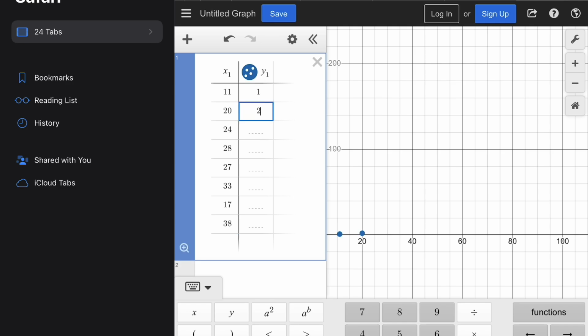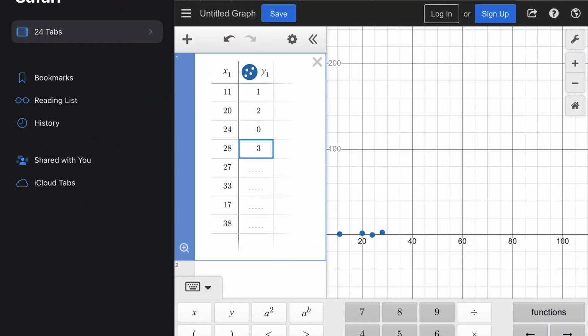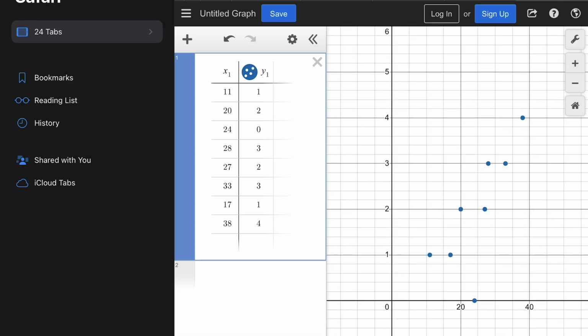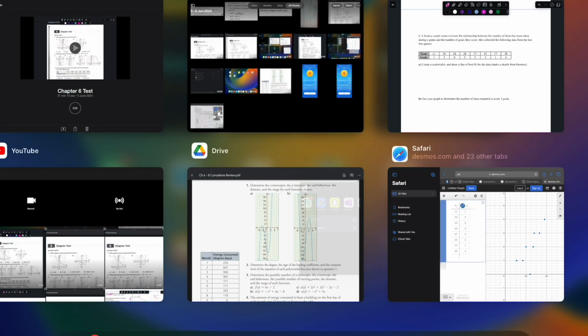Goals. 2, 1, 2, 0, 3, 2, 3, 1, 4. This should be a lot faster for you, I'm assuming, because you won't have to remember the numbers. You'll have the paper in front of you and the laptop open separately. And draw a line of best fit for the data.